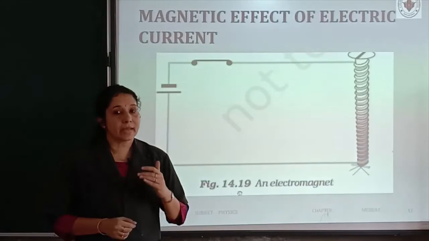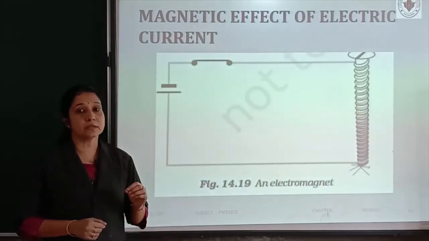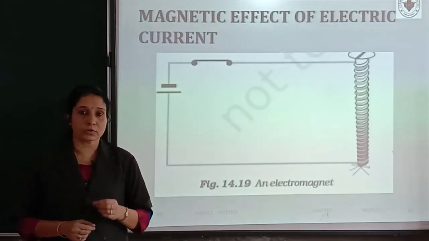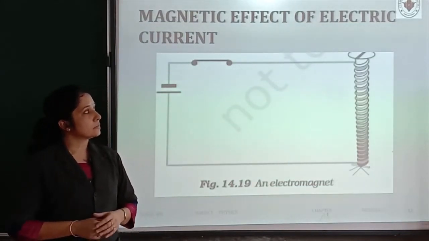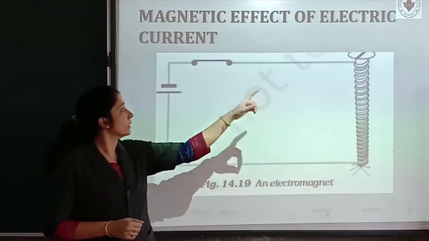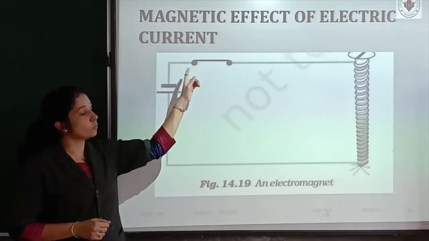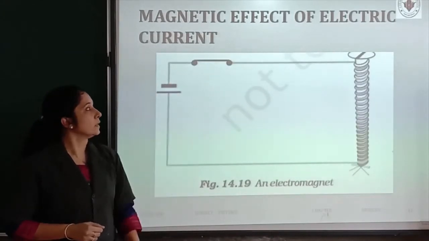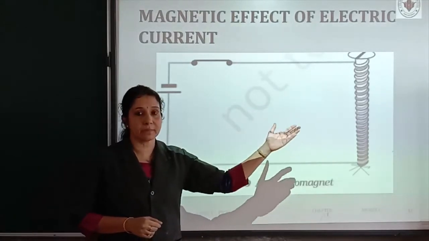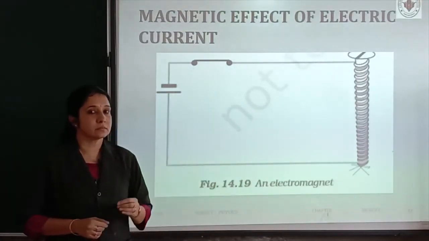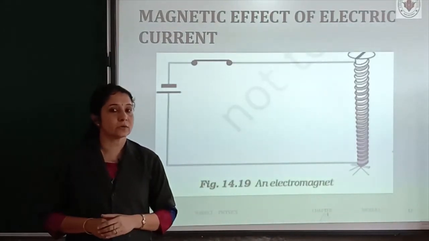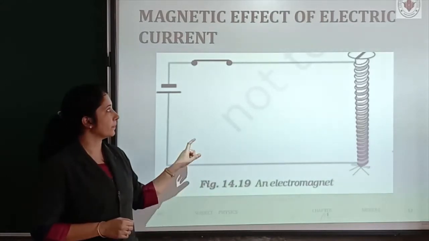Now let us move on to the magnetic effect of electric current. You have learned the Hans Ørsted experiment of producing magnetism out of electric current. So this is an iron nail over which the copper wire is wound, and it is connected to a cell through a switch. And when you switch on the circuit, it is seen that the iron nail becomes a magnet, and it is able to attract small pieces of iron. So this type of magnet is known as an electromagnet.